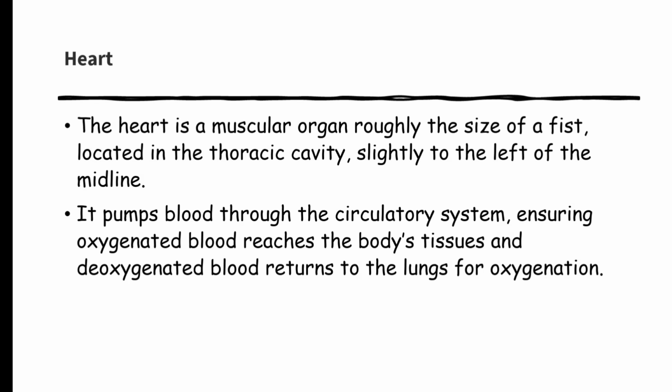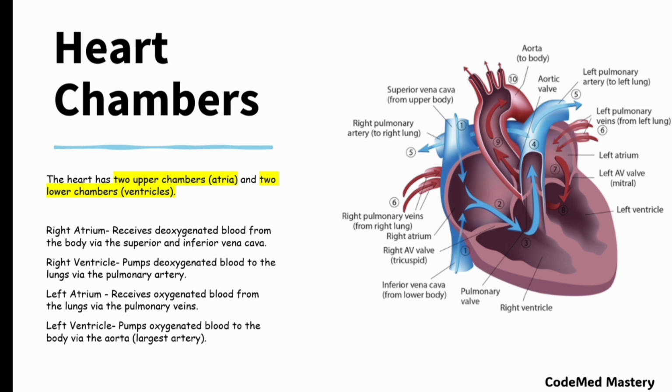The heart is a muscular organ roughly the size of a fist. It is located in the thoracic cavity, slightly to the left of the midline. Heart pumps blood through the circulatory system, ensuring oxygenated blood reaches the body tissues and deoxygenated blood returns to the lungs for oxygenation. Now let us quickly study the heart chambers.